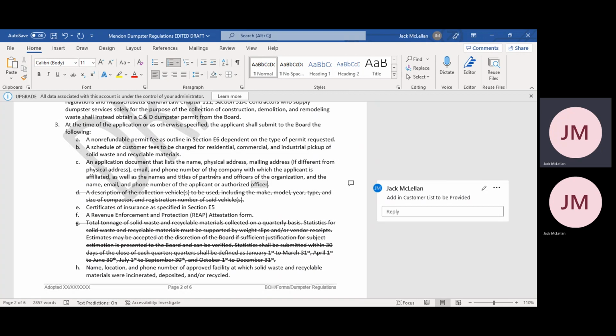I would say it could be a small roofing company that is going to supply their own company-owned dumpster to strip a roof. They have to comply with this, and they would come in and pull a C&D permit, a temporary C&D permit, but still have to fill out their insurance of $1 million and all that other stuff.